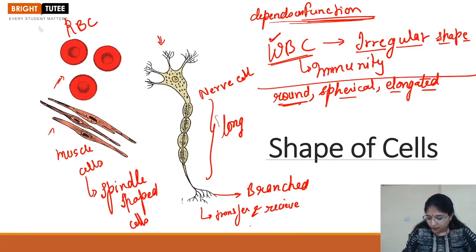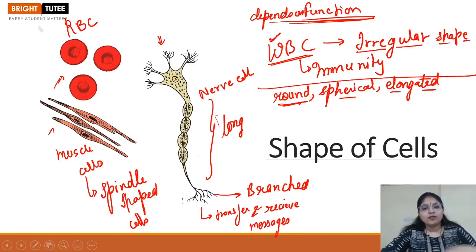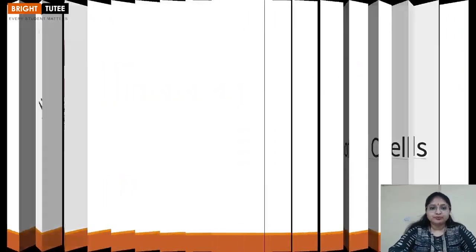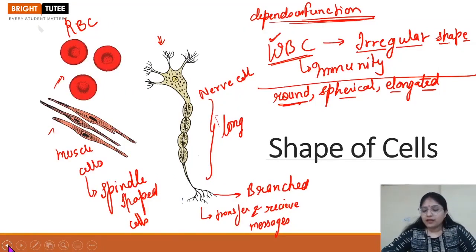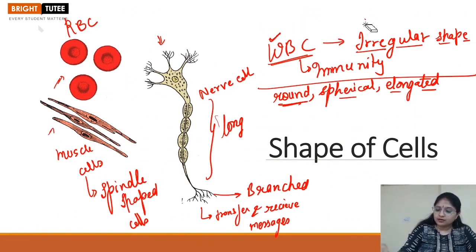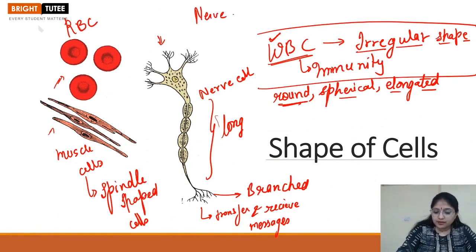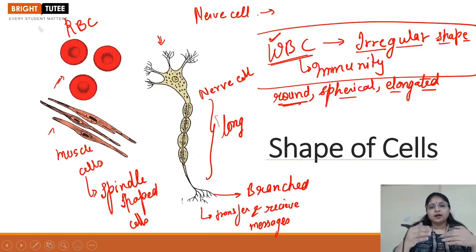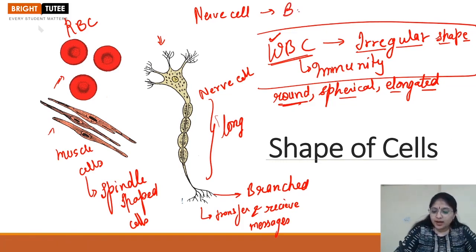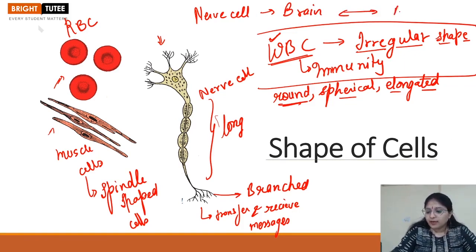What kind of messages do they receive? They receive the messages from the brain and they transfer them to the organs. So there is a two-way function of the nerve cell, that is receiving and transferring. If we talk about a nerve cell, it is a communication system between the brain and the organs, or maybe we can also call it the muscles of the organs, right?